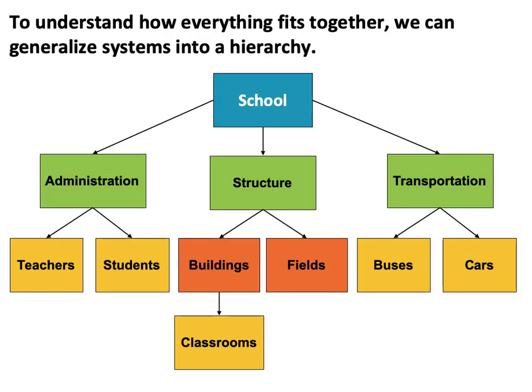This is a system hierarchy that I came up with for a school. There are many different subsystems involved here, but I generalized it down to 3: administration, structure, and transportation. Within each of these subsystems, there are more subsystems and elements. Are there any other subsystems or elements you could include here?